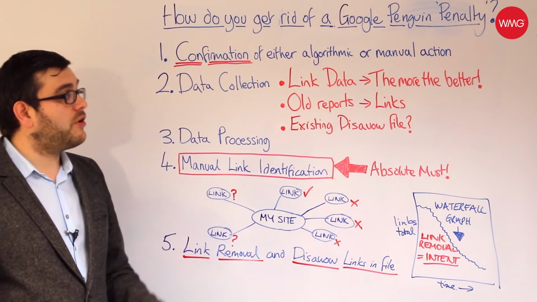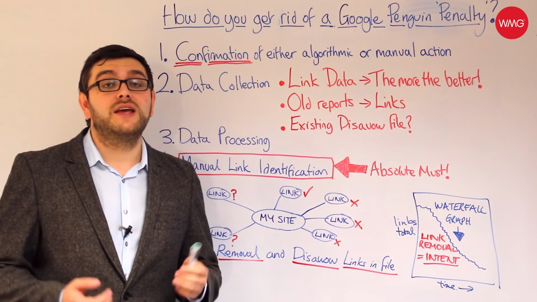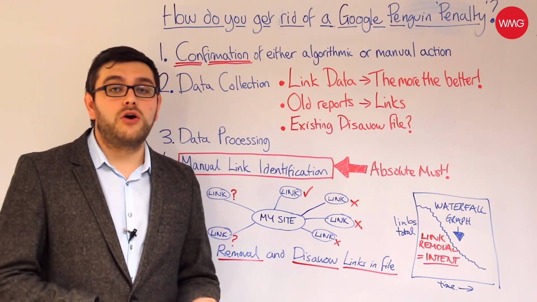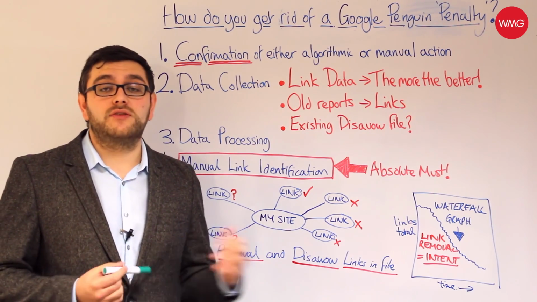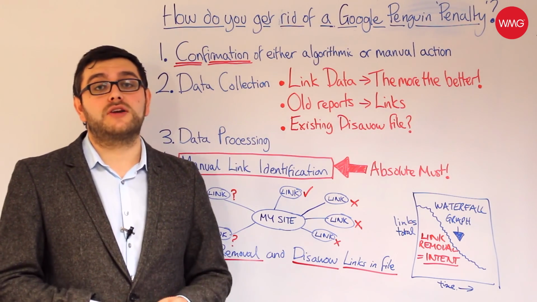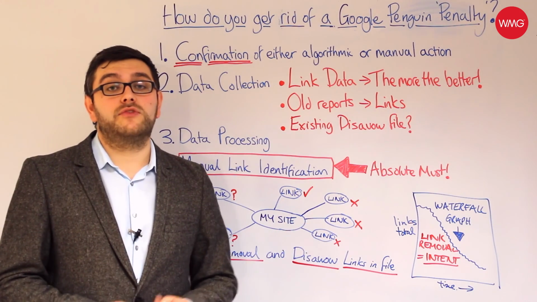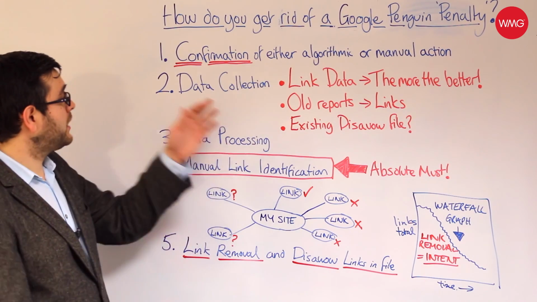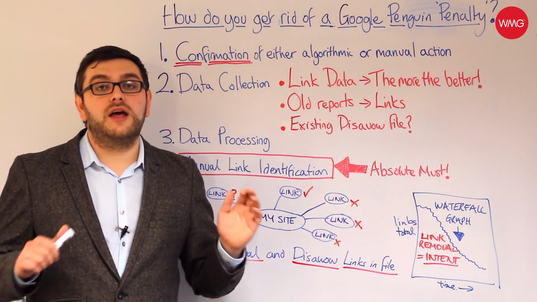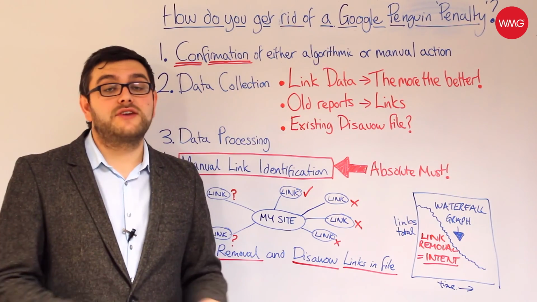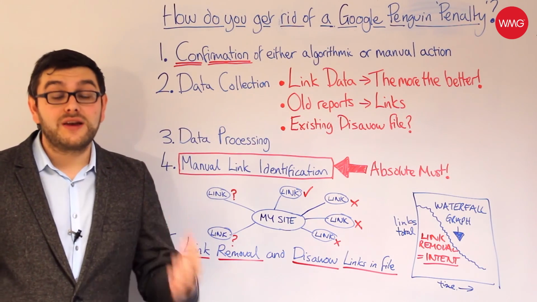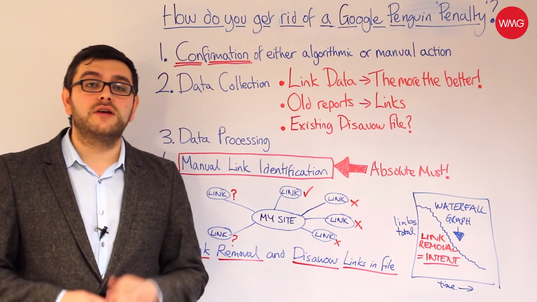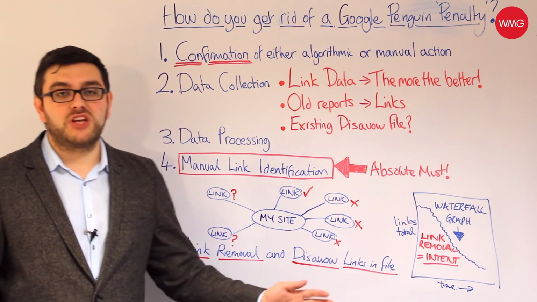Now, the process involved in dealing with an algorithmic or a manual action is very similar, although with an algorithmic issue, it will take a longer period of time because it depends on a refresh, whereas with a manual action, you can see an impact soon after it's been revoked. So, important stage that. The next section we want to discuss is the collection of data. The collection of data is probably one of the most important stages because without the right data, everything below it is going to fail.